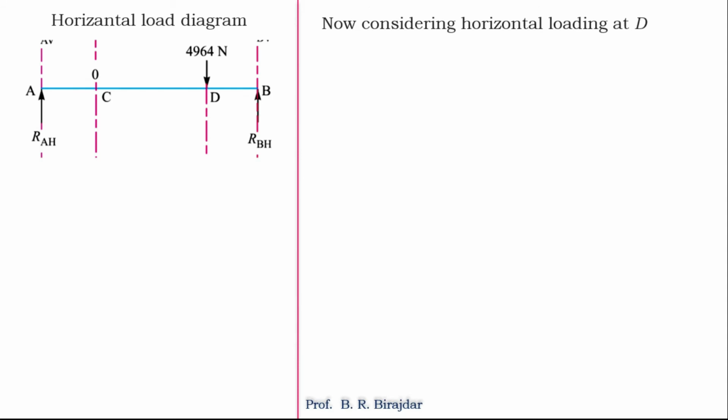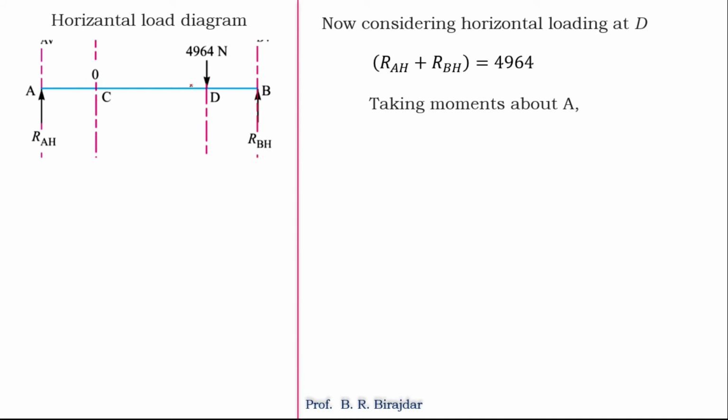Now we will consider the horizontal load diagram. So this is the horizontal load diagram. First we will find out the reactions RAH and RBH, that is the reaction at point A in horizontal direction and reaction at point B in the horizontal direction. Now the two upward forces and one downward, therefore RAH plus RBH is equal to 4964, and it is not possible to solve two unknowns with one equation.